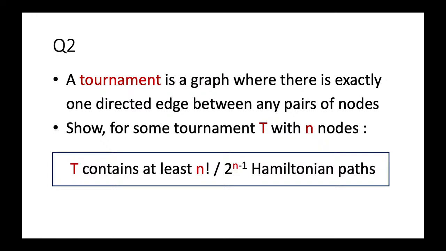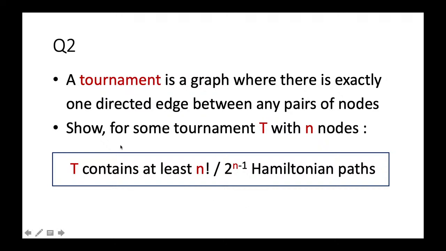So how many tournaments are there of a graph with n nodes? For a graph with n nodes, there are n choose 2 edges, right? For each edge, there are 2 ways that we can pick the direction. So the number of tournament graphs with n nodes will be 2 to the power n choose 2.